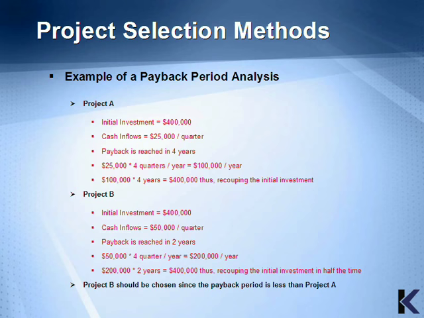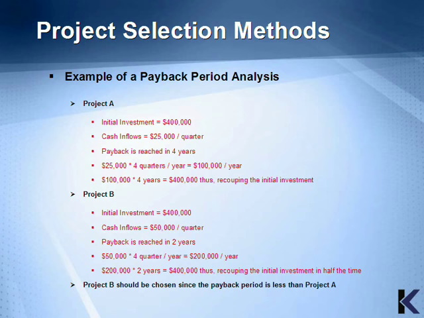Let's say that Project A and Project B require an initial investment of $400,000. But in performing some market demand analysis and financial forecasts, it's anticipated that the results of Project A would produce $25,000 in revenue per quarter. At $25,000 per quarter, that's $100,000 per year. It would take 4 years for the company to recoup its initial investment.